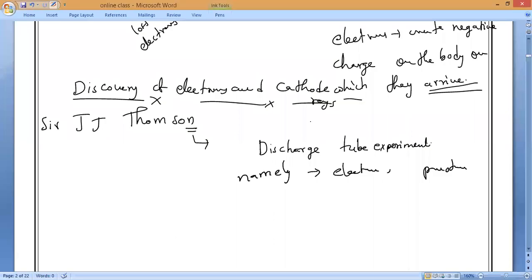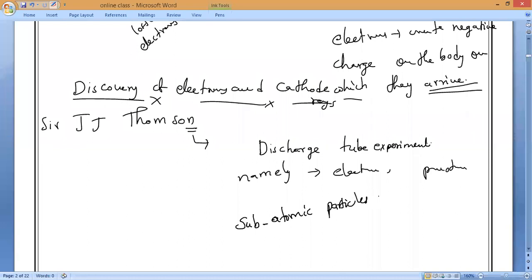So as we are discussing now, after the discharge tube experiment by Sir J.J. Thomson. What is the full name of J.J. Thomson? Joseph John Thomson. Okay, it has been proved that the atom is divisible, it is made up of three subatomic particles, or we can say smaller particles inside the atom. What are those subatomic particles?